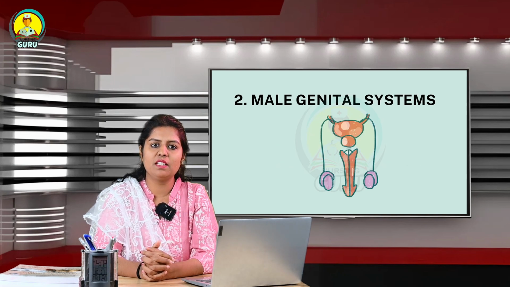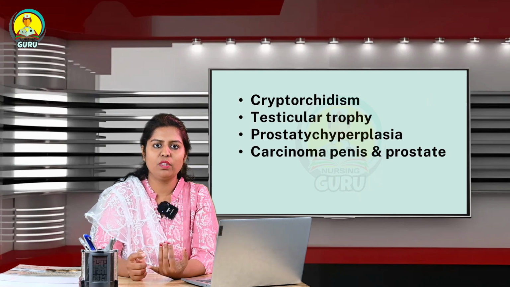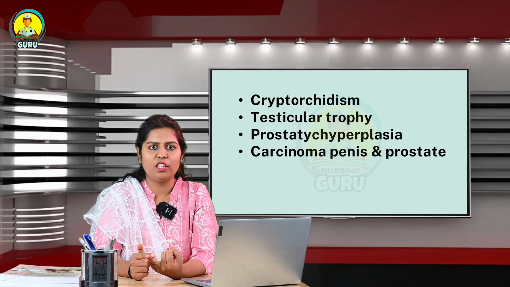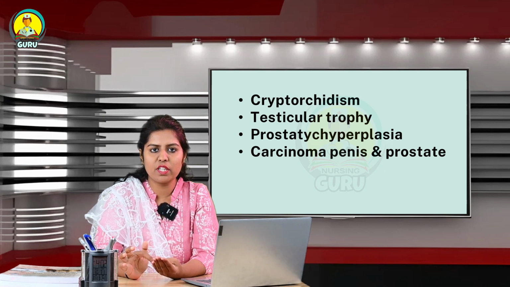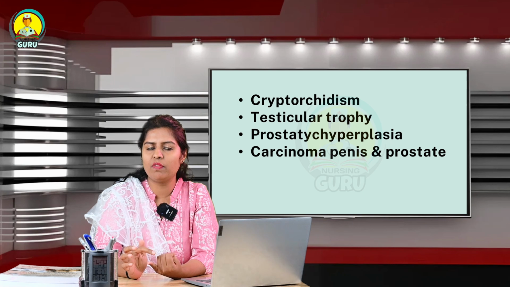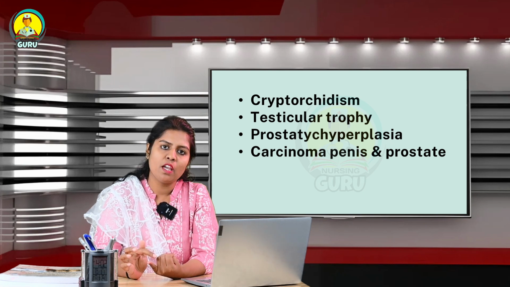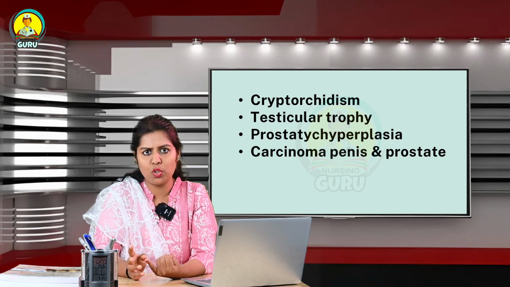Next, male genital system. Under this we have cryptorchidism, testicular atrophy, prostatic hyperplasia, then carcinoma of penis and prostate. So in these 4 disorders, cryptorchidism is very important. They will ask for either 5 marks or 2 marks.